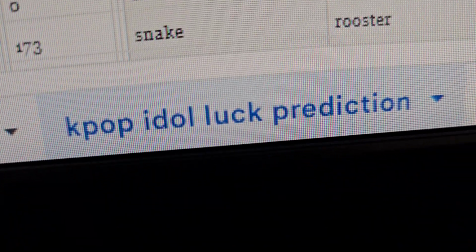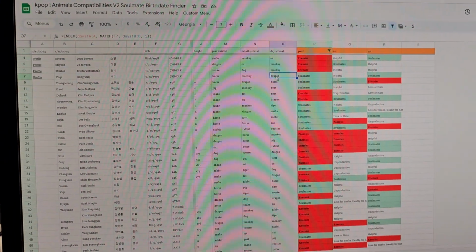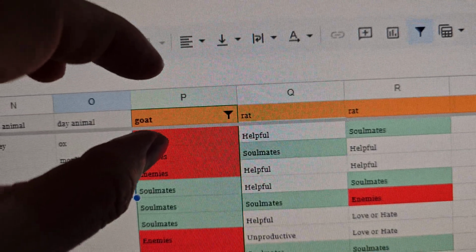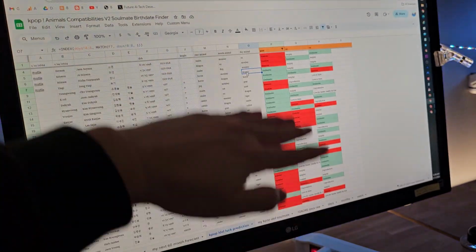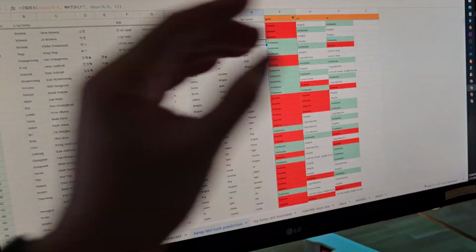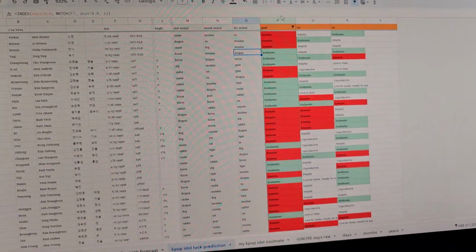Oh, and so on this page, the K-pop idol luck prediction page, the user enters 3 fields of data, just this: P1, Q1, and R1 is all they enter. 3 fields of data, and we give them all this. We have to print all this out, everything here. Everything? Yes, everything. I'll show you how much there is.